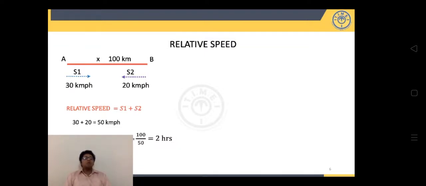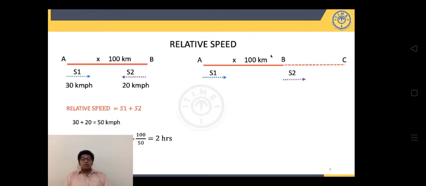Now, what if they travel in the same direction? Say I am at point A. Let's take the same distance, A and B. Say a person is starting from A, and a person is starting from B. They're traveling in the same direction. So the distance is 100. A person is traveling from A towards B, to the right, at speed S1. The second person is traveling from B, again to the right. Say the points are B, C.